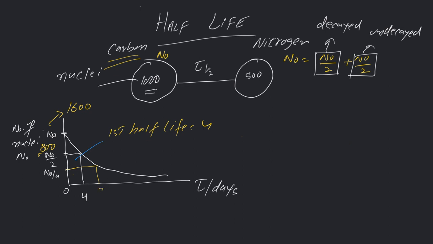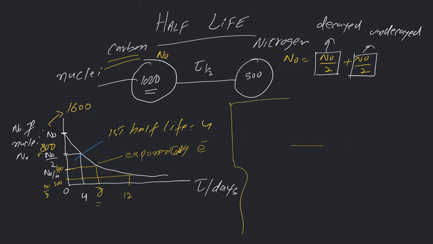Now after 8 days, the amount left will be N by 4. N by 4 means 400 will be left. And how much time has passed? 8 days. So after 12 days, it will be 200, that is N naught by 8. So if you would like to plot a graph, it will come here at 12 days. In this way, it decreases exponentially. Exponentially means by e power, and it decreases, so e power negative.